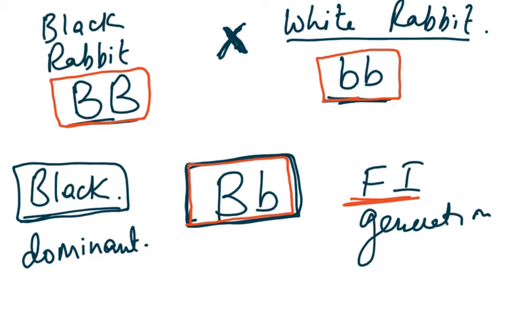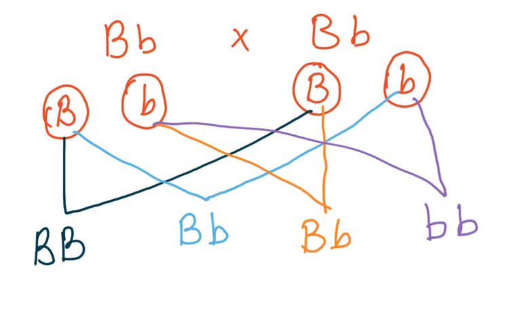Now let's cross these offspring. When we cross the F1 generation with each other, so this is heterozygous and you cross it with another heterozygous, you write the gametes separately and you circle them. And then you look at the possible combinations. This is called the probabilities.